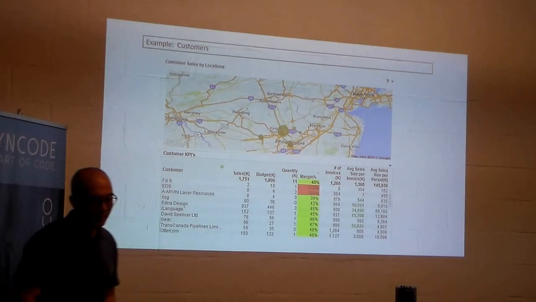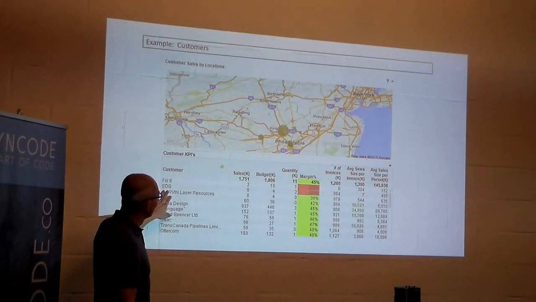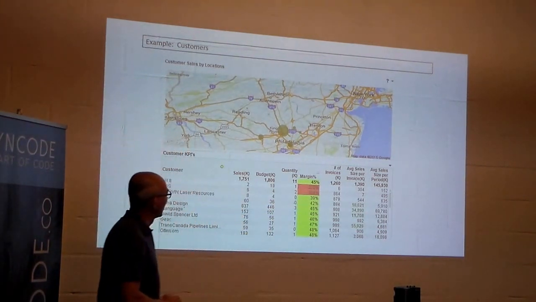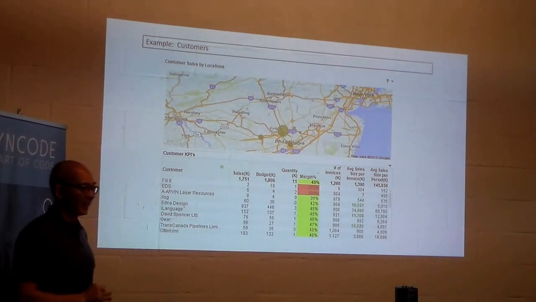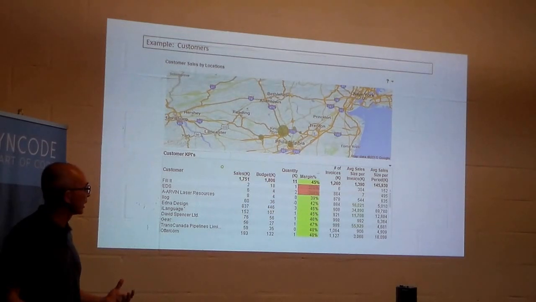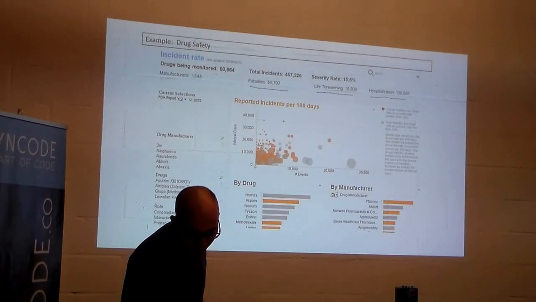Same here. I have my customers in the map. I see sales quantity, but I see sales margin that are way below. Once again, why? Can I click and get to the answer, dig a little deeper to understand why? I'll walk you through that example as well. I've got some other examples.